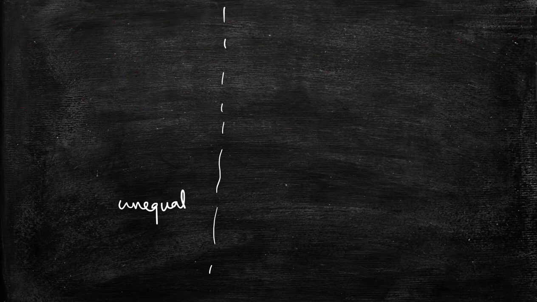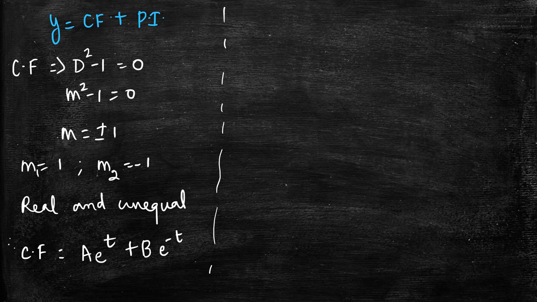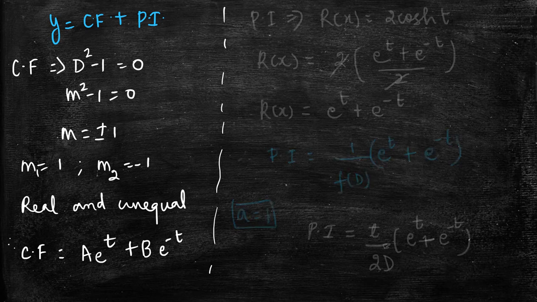First step is to find the CF. The solution is CF plus PI. So first step is to find the CF, which is d square minus 1 equal to 0. Then I write the auxiliary equation, m square minus 1 is equal to 0. M will be plus or minus 1. M1 will be 1 and M2 will be minus 1. So these are real and unequal. Therefore, CF will be A e power t plus B e power minus t.